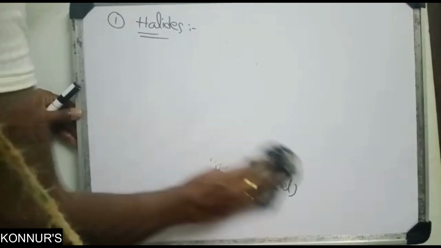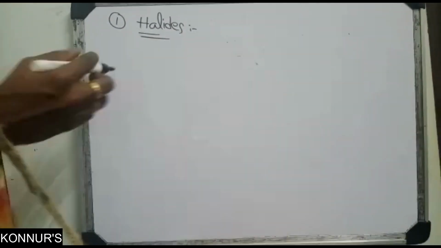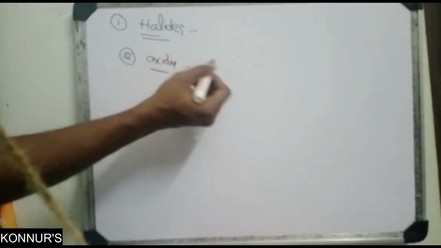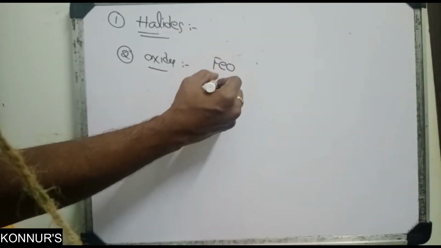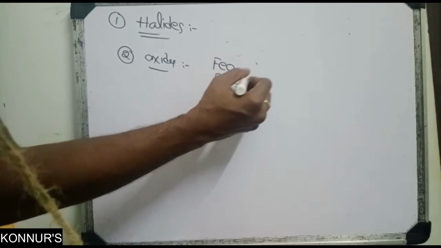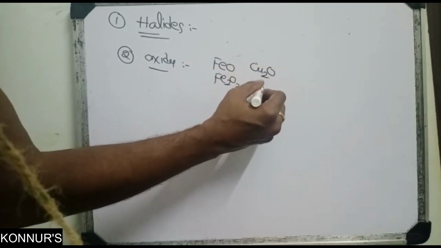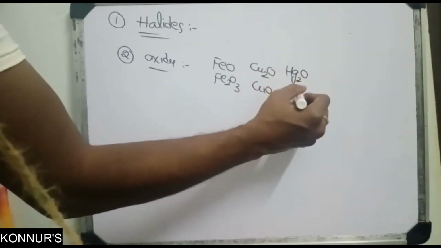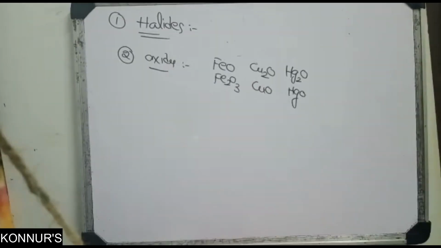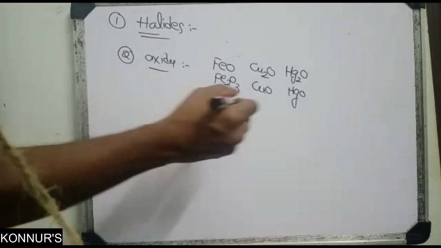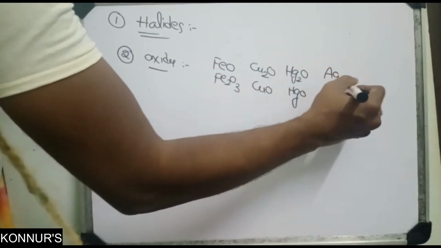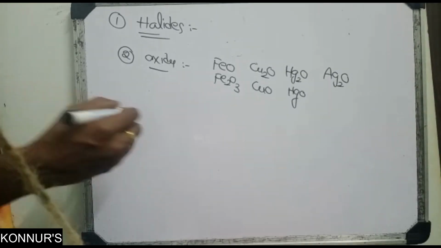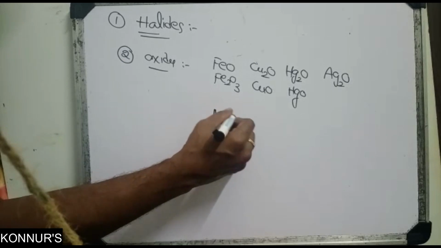Next, oxides. Suppose you take oxides: FeO, Fe2O3, Cu2O, CuO, Hg2O, HgO, that is mercurous oxide and mercuric oxide. Silver gives Ag2O. Next, manganese gives MnO.